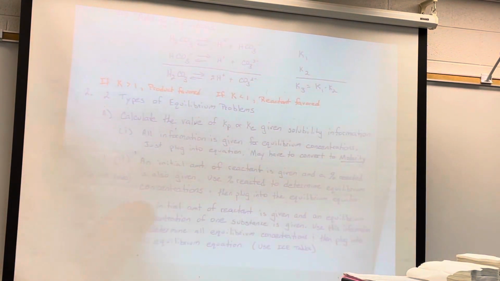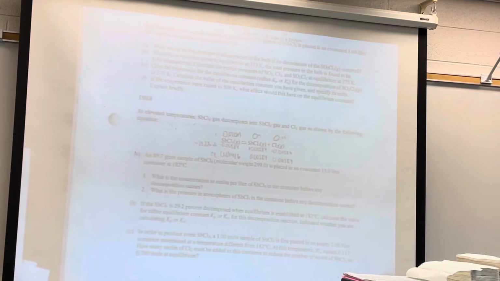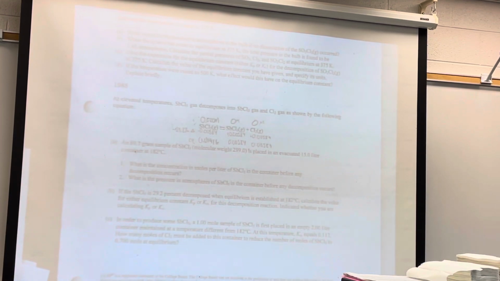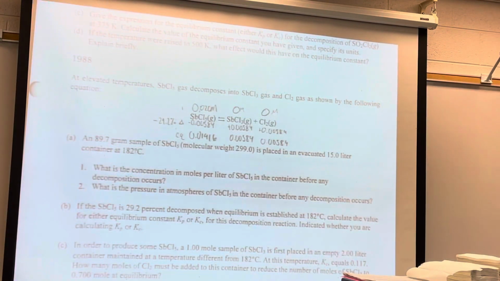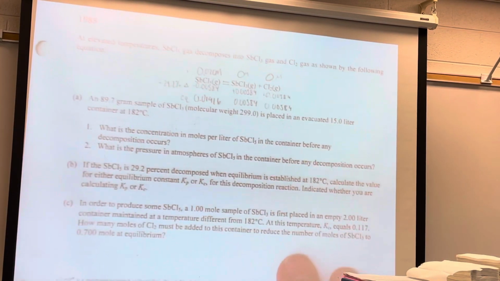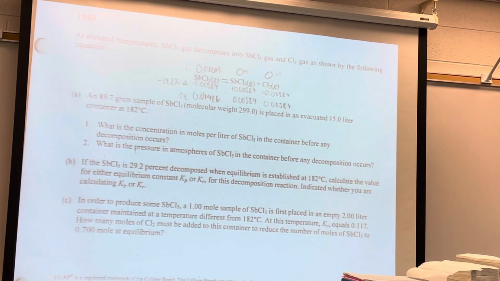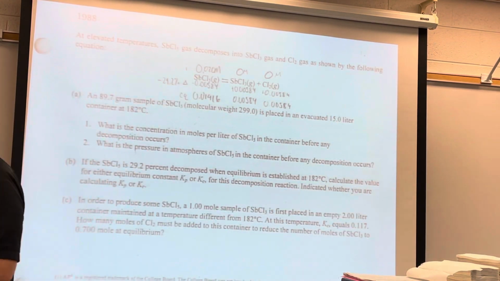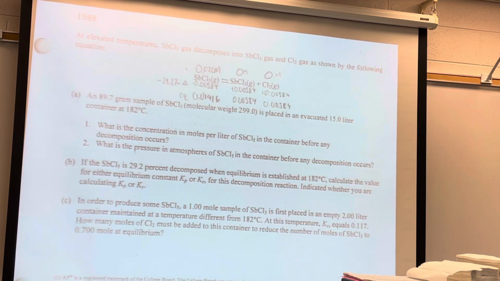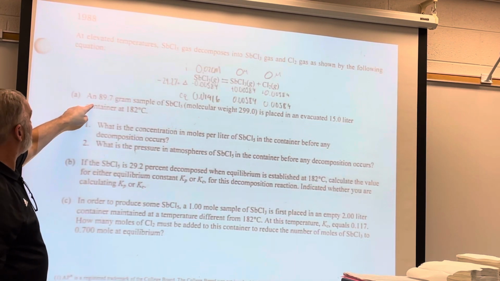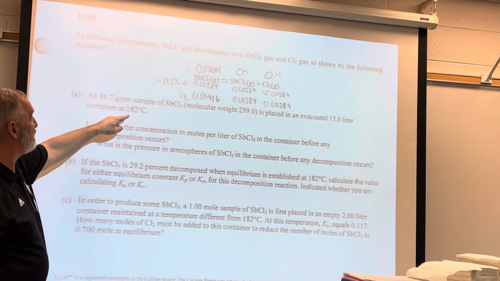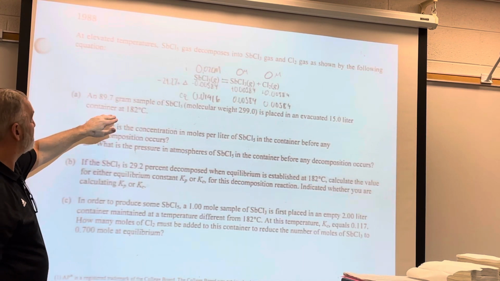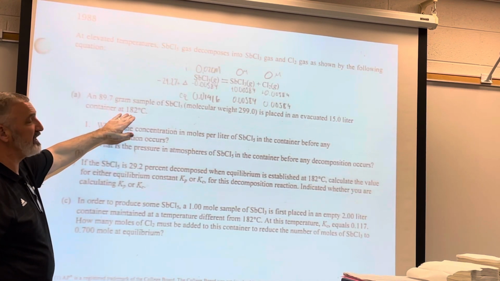So, if you look at your example on 1988 right here, it's an example of that type of problem. We already went through and did this, pretty much the whole problem, I believe. So notice here, an 89.7 gram sample of antimony pentachloride is placed in an evacuated 15-liter container at 182.